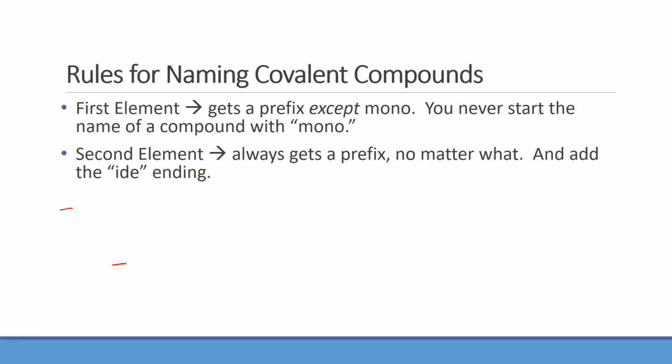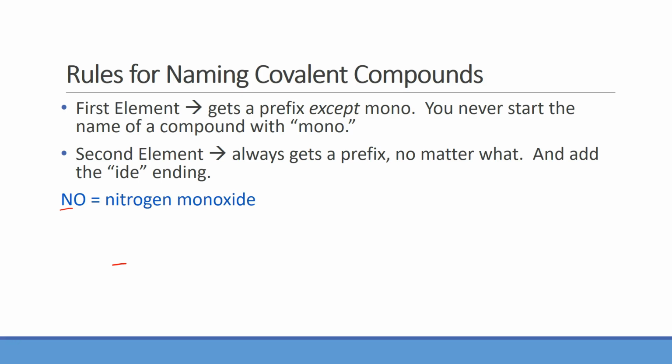So the rules for naming covalent compounds go like this. The first element will get a prefix except mono. You never start the name of a compound with mono. The second element in the compound will always get a prefix no matter what. And just like we did with ionic compounds, we're going to use that IDE ending. So here's a couple of examples.